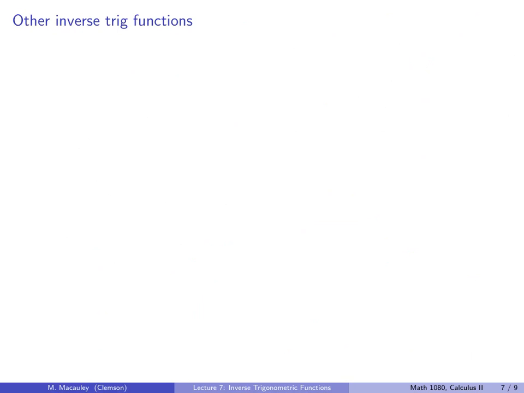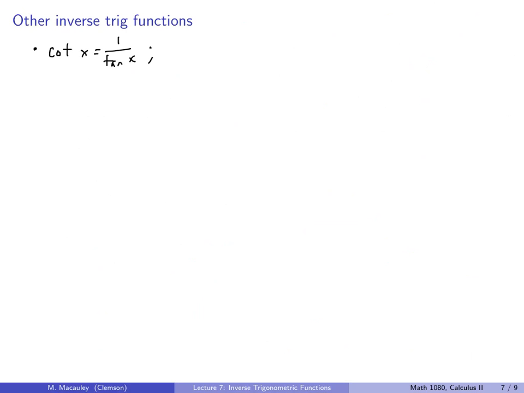Okay, let's do the other three inverse trig functions. The first three that we've seen are the ones that I want you to learn and memorize. The other three, they come up, but I think they're a little more obscure: cotangent, secant, and cosecant. But let's first do cotangent. Now remember, cotangent of x equals 1 over tangent of x.